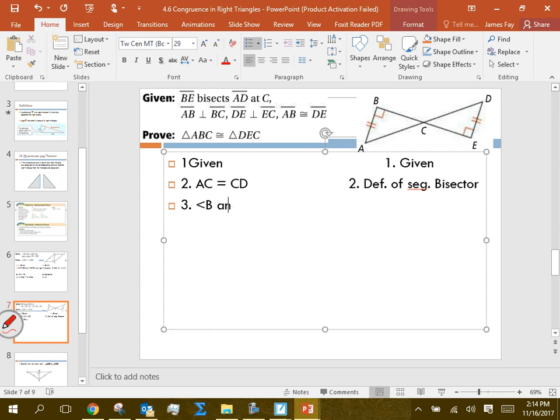Now, look at the next vocabulary word. It says DE is perpendicular to EC. Where do they have to meet? E. They share that point E. So angle B and angle E are right angles. That's the definition of perpendicular lines, right?